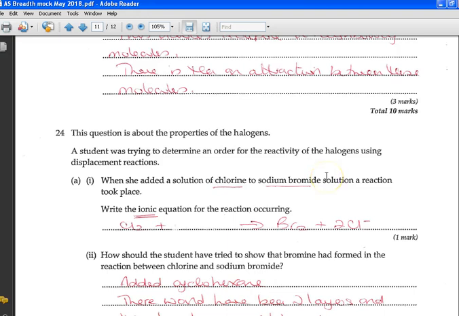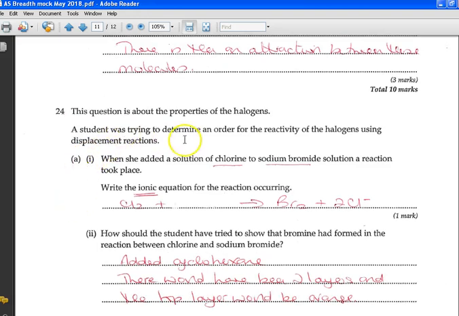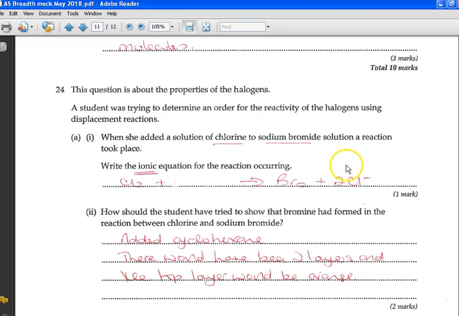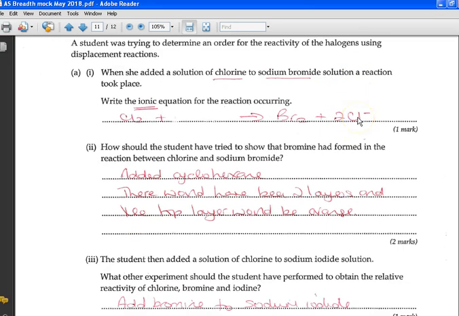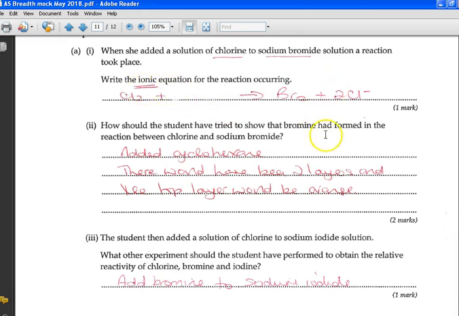Oh, it looks like I've missed out something on this equation here. Okay, so you're asked to write an ionic equation for when you add chlorine to sodium bromide. Ionic equation means just the ions. So here I should have put Br2 and Br minus. Sorry about that. So Cl2 plus 2 Br minus forms Br2 plus 2 Cl minus. This is displacement of the halides. But it's an ionic equation, so not the full equation.